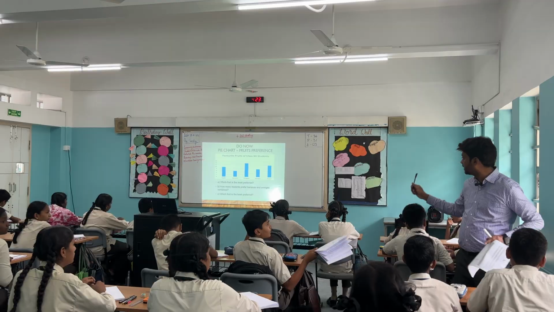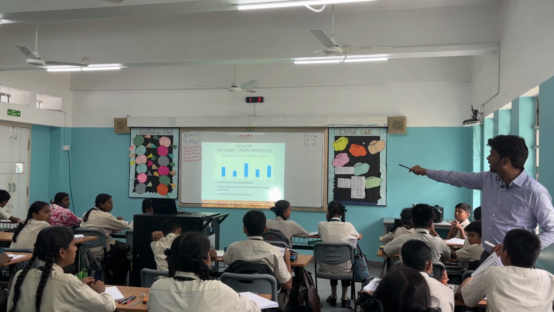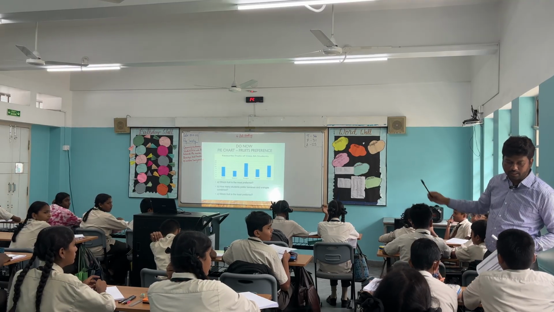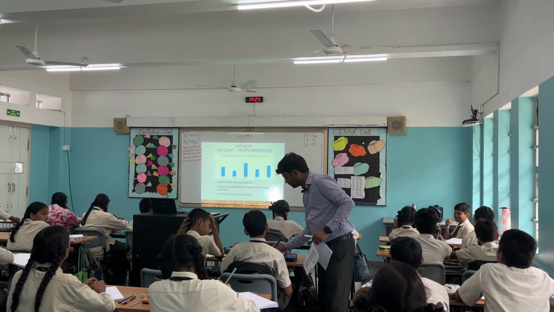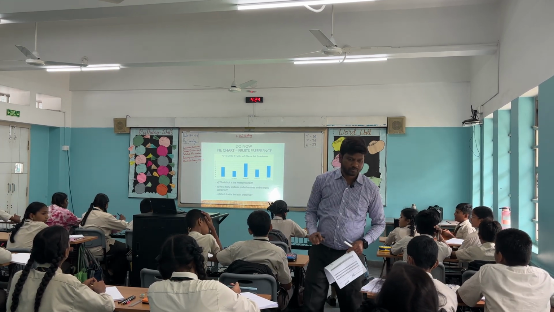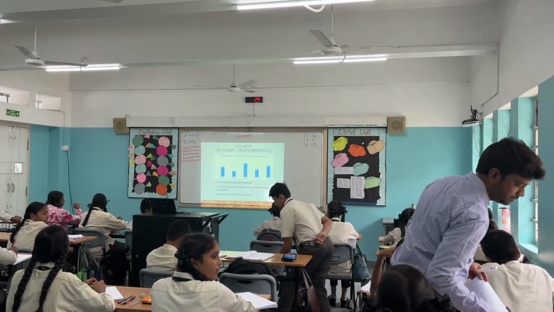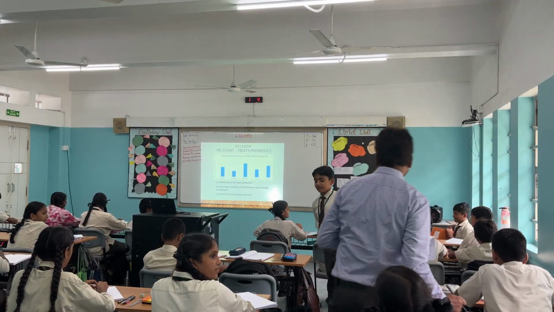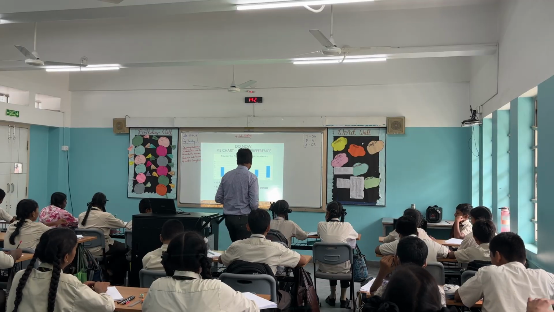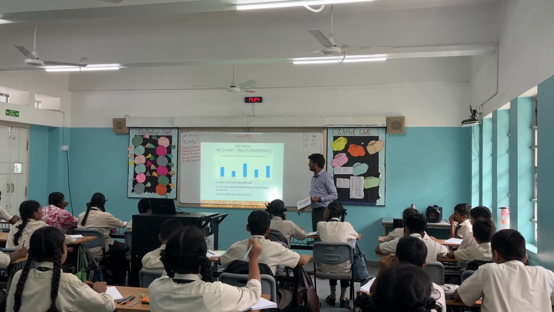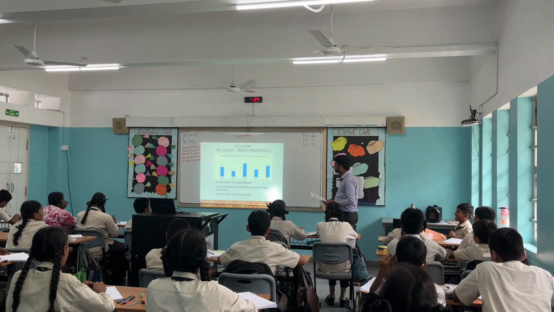Mango is the first answer. Then the second one is what? How many students prefer bananas and oranges? You check how many bananas are there and how many oranges are there, and add them. So everyone had done the do now, right? And all the answers were correct. Good.